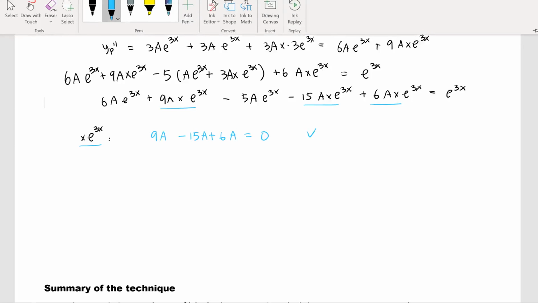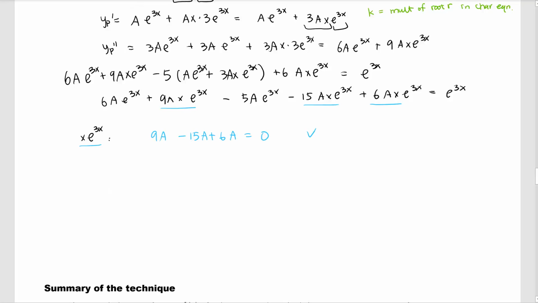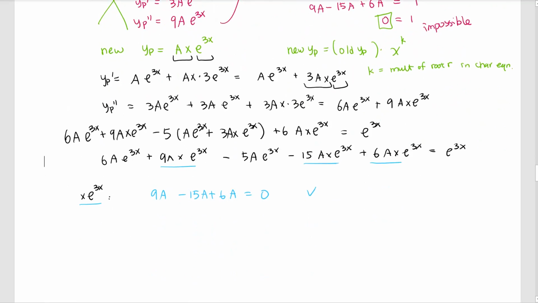And then let's look at the terms e to the 3x. They are this guy, and that's it, right? And then on the right hand side, this guy. 6a minus 5a. Oh, it's a. So a equals 1. So far, so good, everybody? So a equals 1.